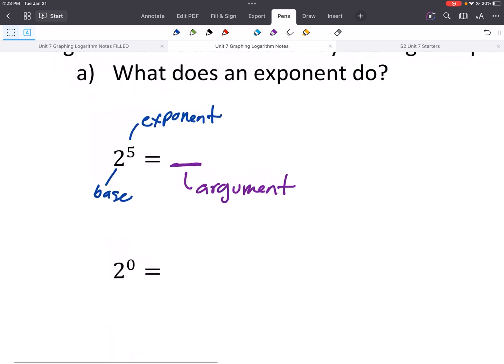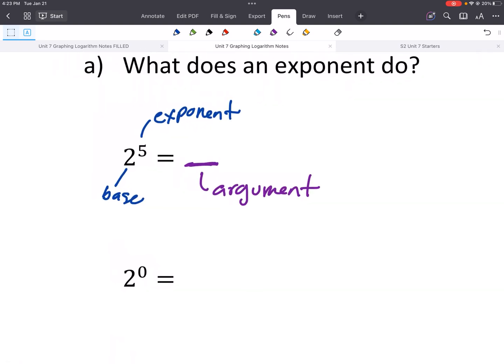All right, so let's look at this example. 2 to the 5th. What is that? Okay, what do exponents do? So just a quick thing real quick: the 2 is your base, the 5 is your exponent, and your answer here is the argument. We call it the argument, okay? So what do exponents do? Well, exponents tell us how many times we multiply the base, right? So this is 2 times 2 times 2 times 2 times 2, which is 32, our argument, okay?